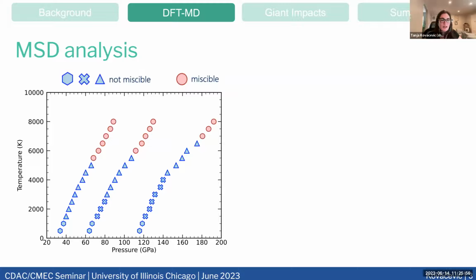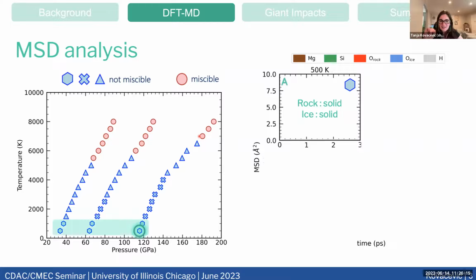Here's my isochore plot that I've thrown back up there. We have a lot more points and a lot more colors. Right now, I just want y'all to look at the blue points and the red points. Blue points are going to indicate no mixing, and red points are going to indicate that there's mixing. Cool. Now, let's discuss what all those different shapes mean on that plot.